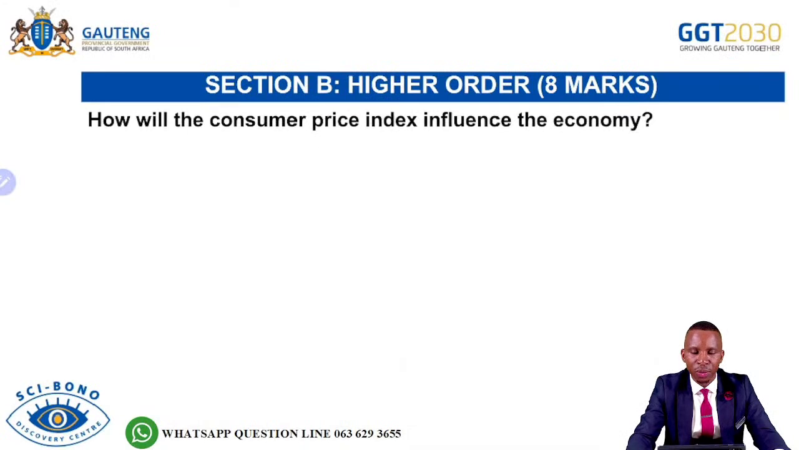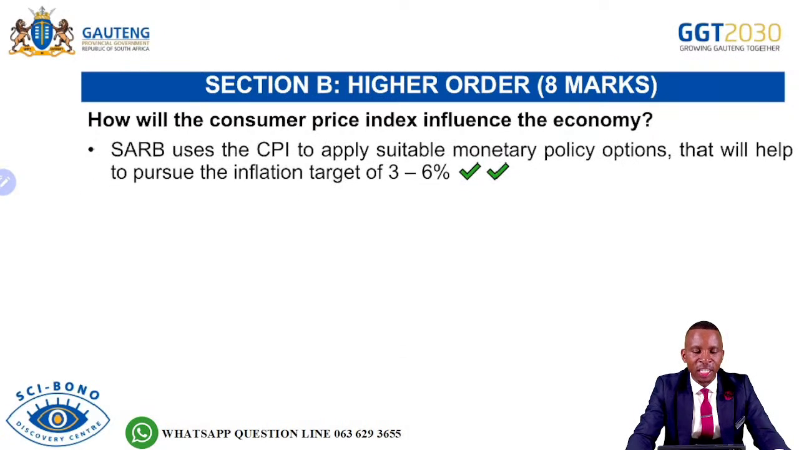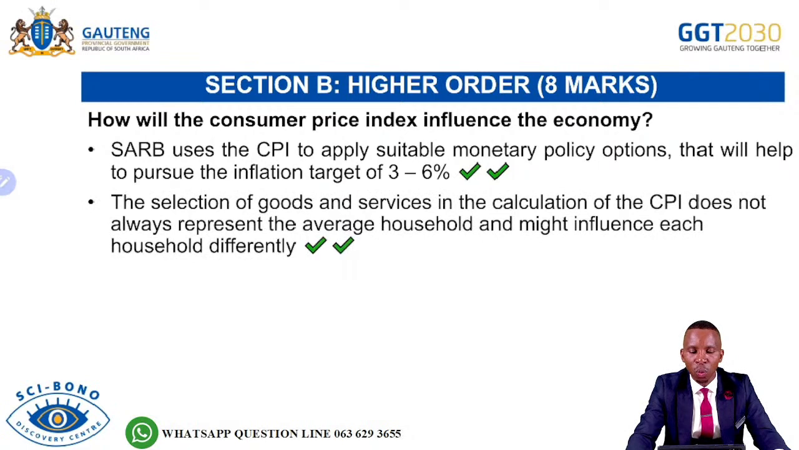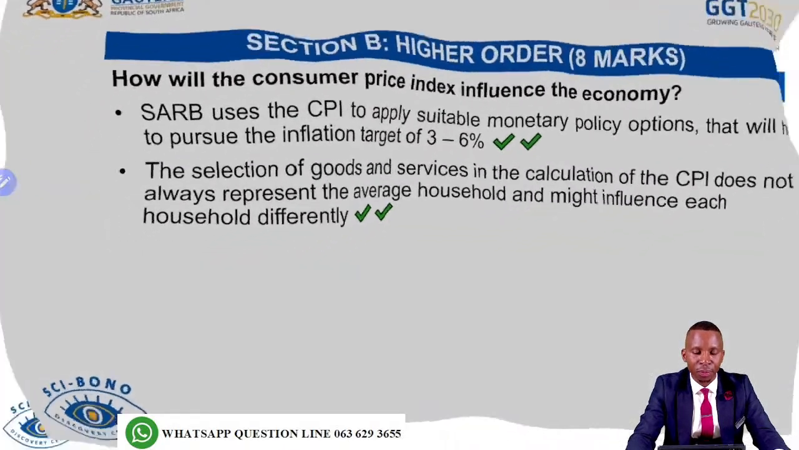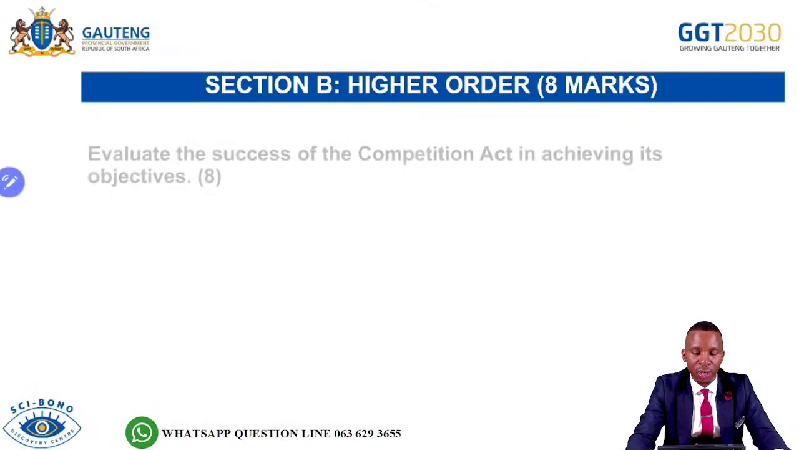And then we continue. The South African Reserve Bank uses CPI to apply a suitable monetary policy option that will help to pursue the inflation target of between 3 to 6%. The selection of goods or services in the calculation of the CPI does not always represent the average household and might influence each household differently, because not everyone is included.